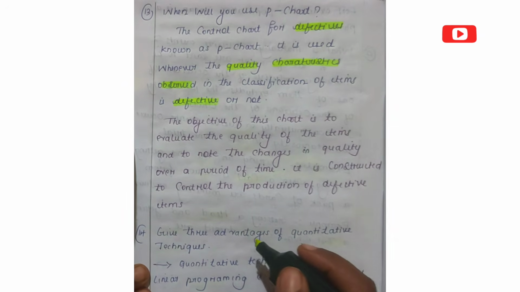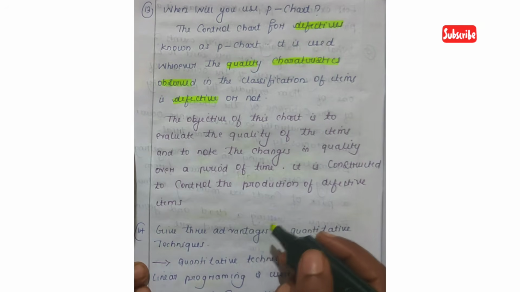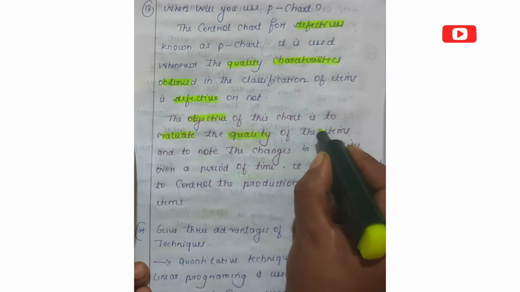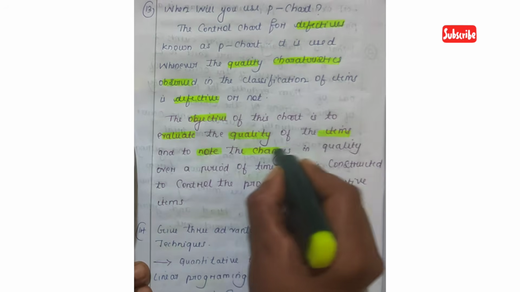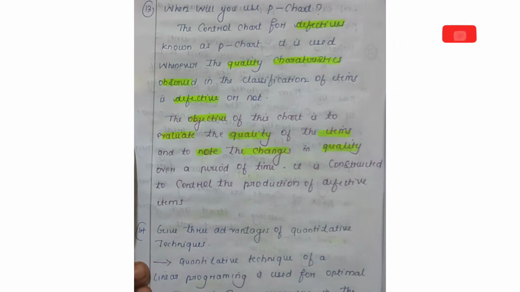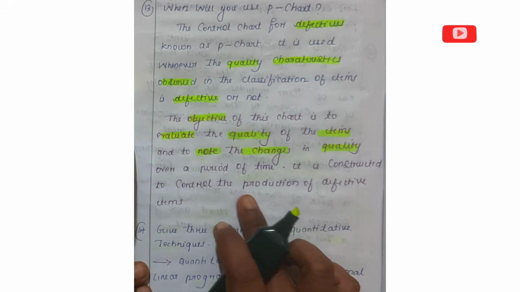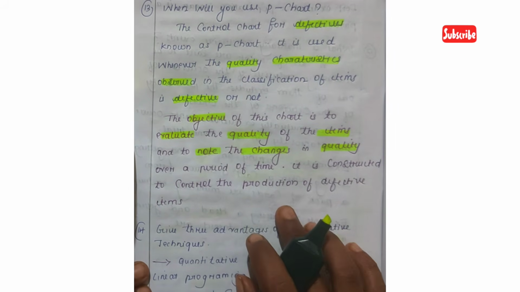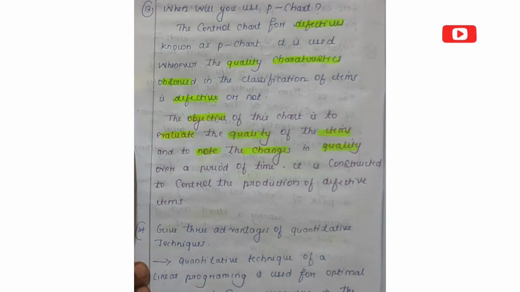The objective of this chart is to evaluate the quality of items and to note the changes in the quality over a period of time. It is constructed to control the production of defective items. So this P chart is constructed to control the production of defective items.